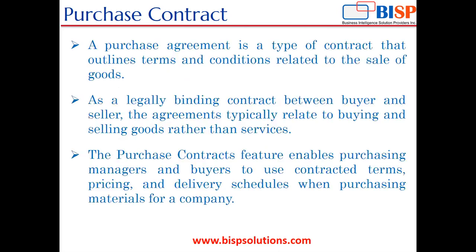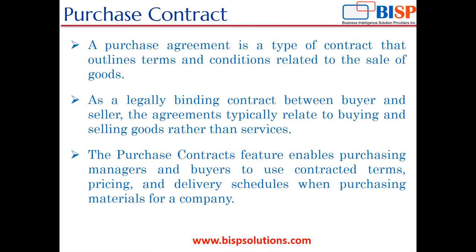So let us start. Purchase contract is a legal binding agreement between the seller and the buyer, which contains the terms and conditions that are related to the sale of the goods. All those agreements, all those terms of contract, terms of sale and purchase, delivery, terms of pricing, etc. All those things are laid down into the purchase contract.